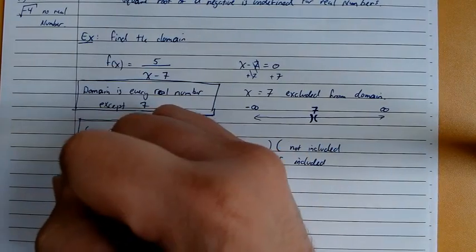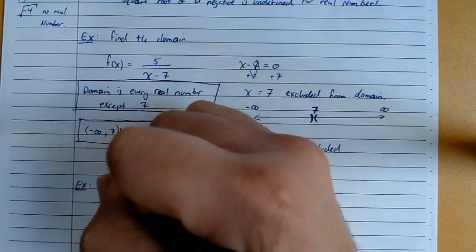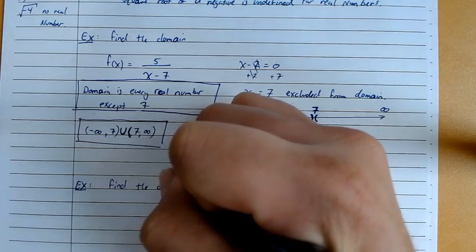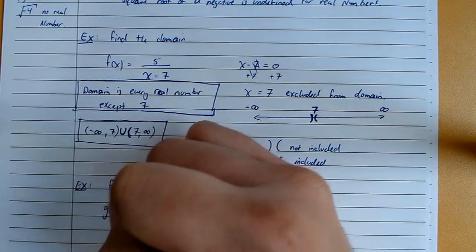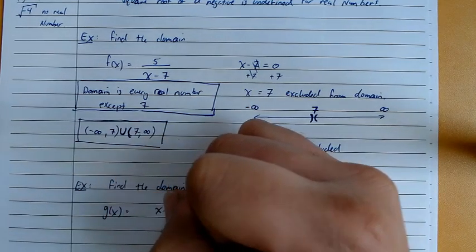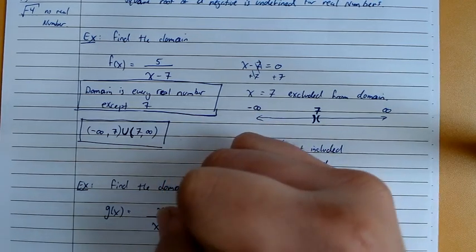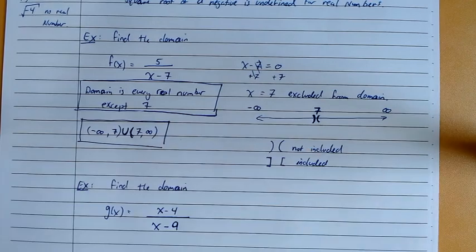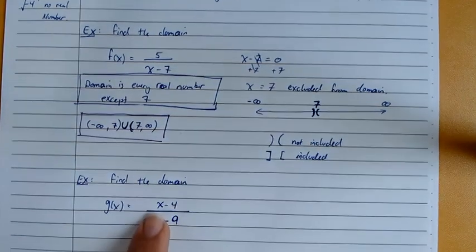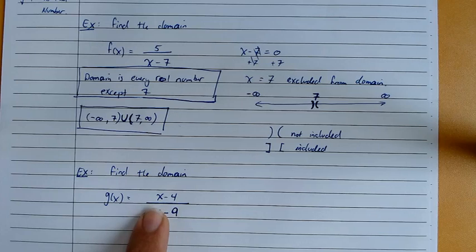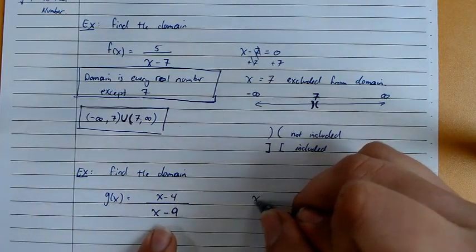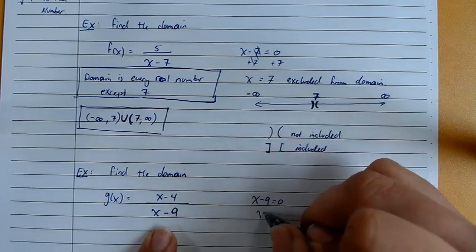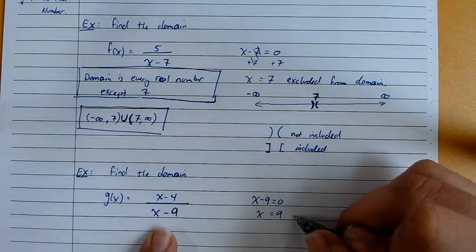Let's see that again. Let me go ahead and find the domain of g of x equals x minus 4 over x minus 9. All right. The numerator doesn't matter when we're talking about the domain. You can't divide by 0. If the numerator is 0, that's fine, no worries, no problem there. It's the denominator that can't be 0. So what does it take to make the denominator 0? Well, I could add 9 to both sides, and that will give me x equals 9. So this must be excluded.